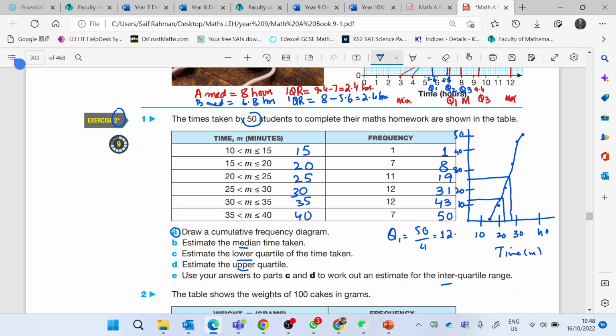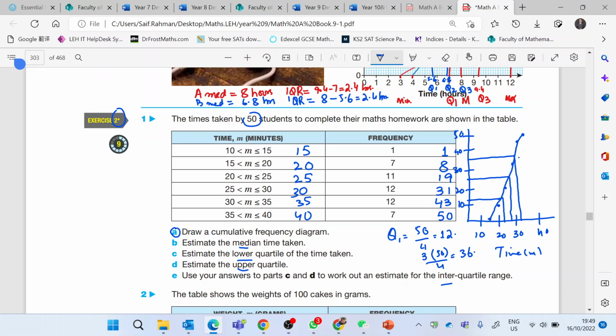And the upper quartile would be 3 times n over 4, 3 times 50 over 4. That would be around 36 point something. So it will be between 36 and 37, right? So 36 and 37 would be somewhere here.